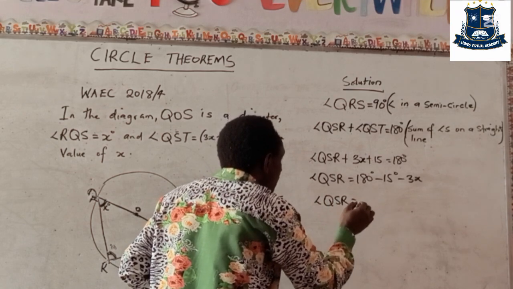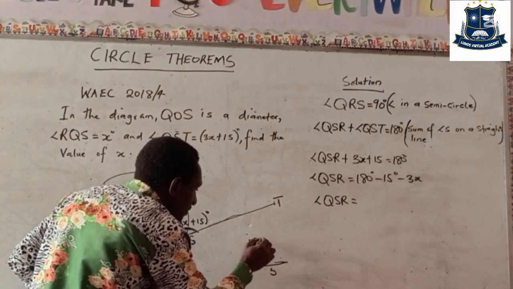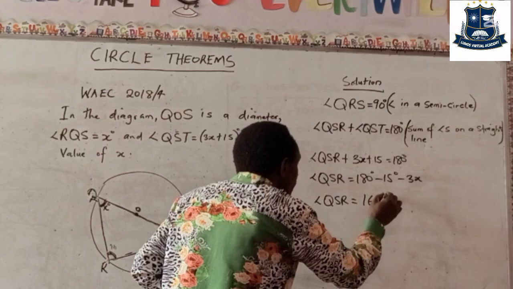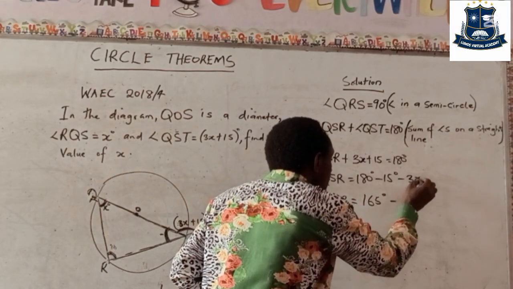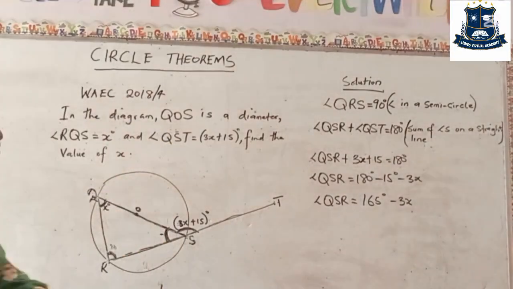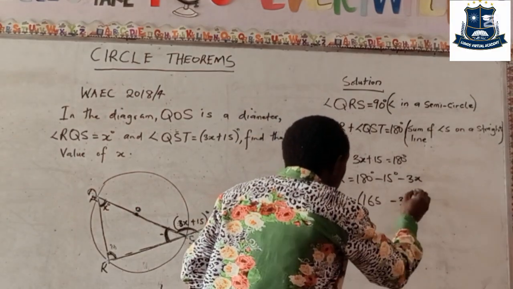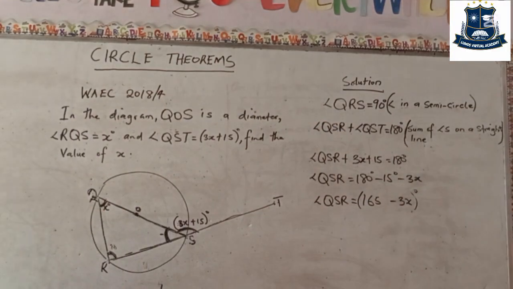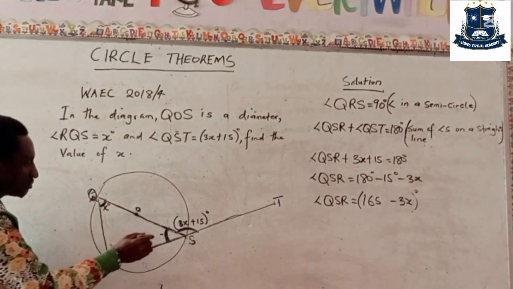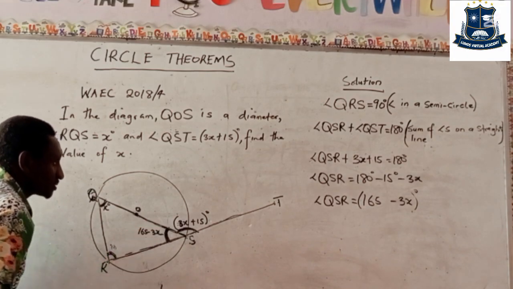So angle QSR equals 180 take away 15. 0 take 5 is 5, 10 minus 5... 7 minus 6 is 1, and then you have 165, then minus 3x. So what that means is that our QSR is 165 minus 3x. Now where's our QSR? Remember, QSR, meaning this place. So here is actually 165 minus 3x.